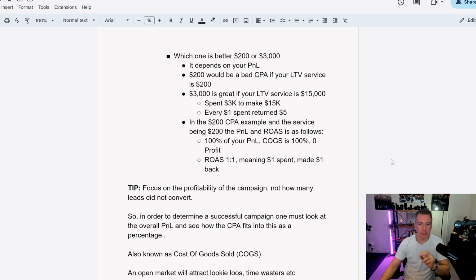So focus on the profitability of the campaign, not how many leads did not convert. What do I mean by that? So I often speak to business owners and they run a really highly profitable campaign. They might spend $1 and get $10 back. Amazing. You can scale it to the moon. And they'll say to me, but Andrew, I got 100 leads and 90 didn't convert. What about the other 90? And they focus on the wrong thing.